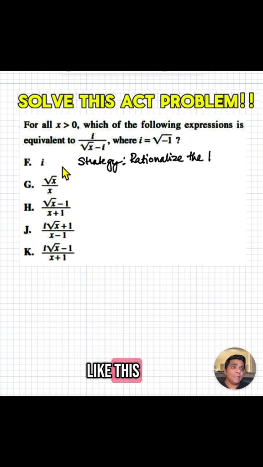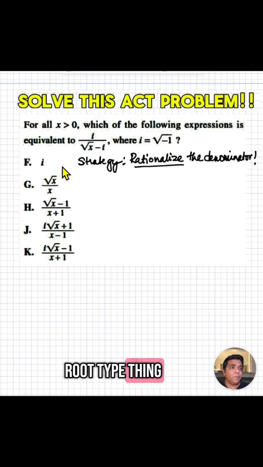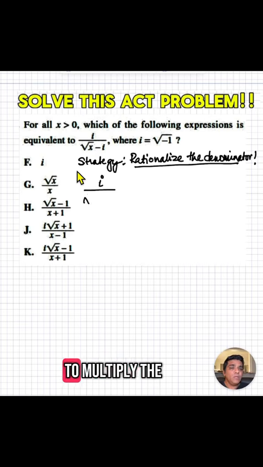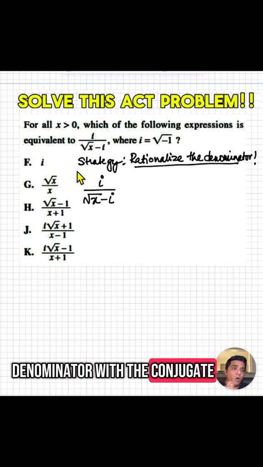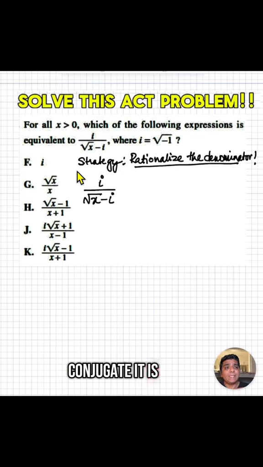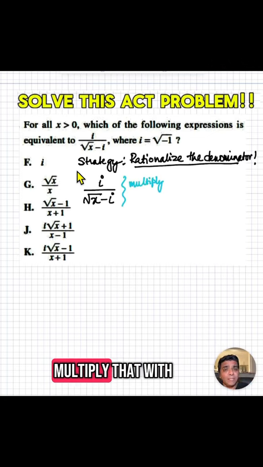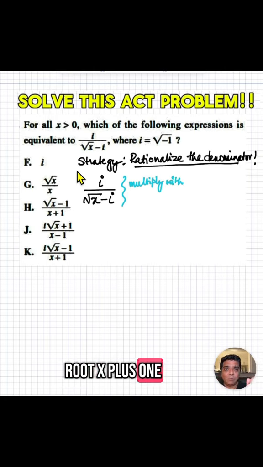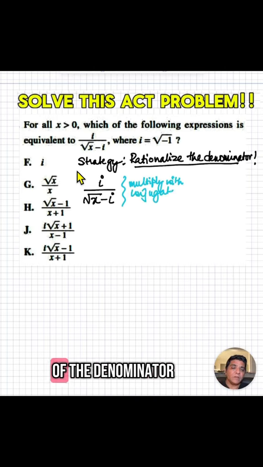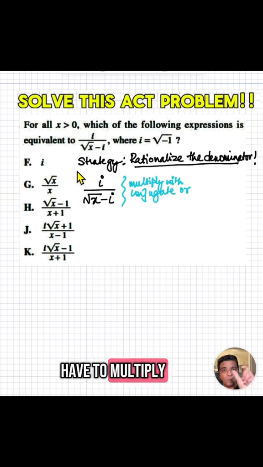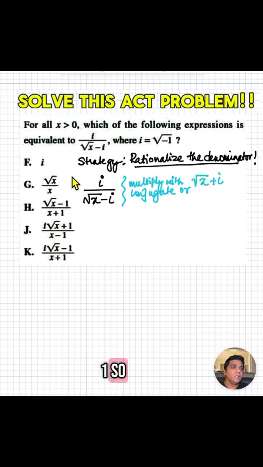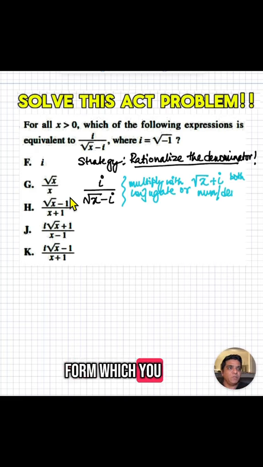So for problems like this, where you see in the denominator there is an i and a root, we're going to rationalize the denominator. So what does that mean? We are going to multiply the denominator by the conjugate. What is the conjugate? It is the opposite sign. So if it's root x minus i in the denominator, then you're going to multiply that by root x plus i, and when you multiply the denominator, of course you have to multiply the numerator by root x plus i too. Why we do that is to bring it into a plus b, a minus b form, which we will see in just a second.